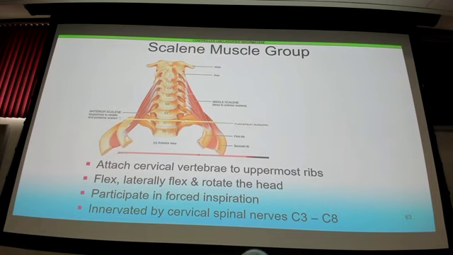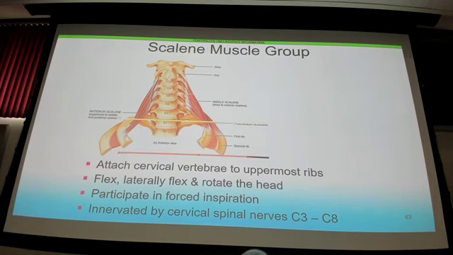The scalene muscle group, similar to sternocleidomastoid, is that these are going off of the uppermost ribs and inserting here along the cervical vertebrae. So they do the same action. They flex and laterally rotate the head. Most of the time when you talk about these, you're going to talk about the scalenes and forced inspiration because they are an accessory muscle of inspiration.